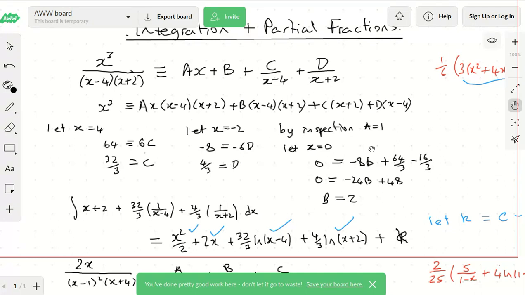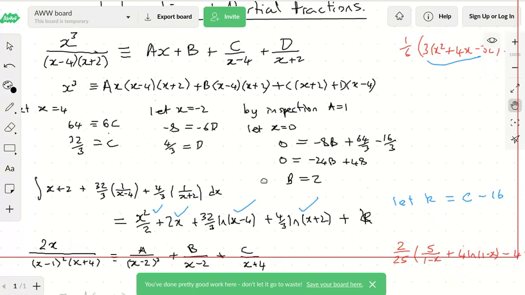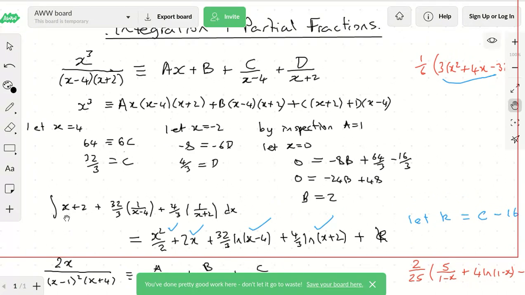And then you could, for example, let x equal 0. It knocks out the first term, but it doesn't knock out this one or this one. So you're left with 0 equals minus 8b plus 64 over 3 once you've done the 2 times c, minus 16 over 3 once you've done the minus 4 times 4/3. Solve that, you get b is 2. So we're actually integrating at the end x plus 2 plus 32 over 3, 1 over x minus 4, plus 4/3, 1 over x plus 2, with respect to x.